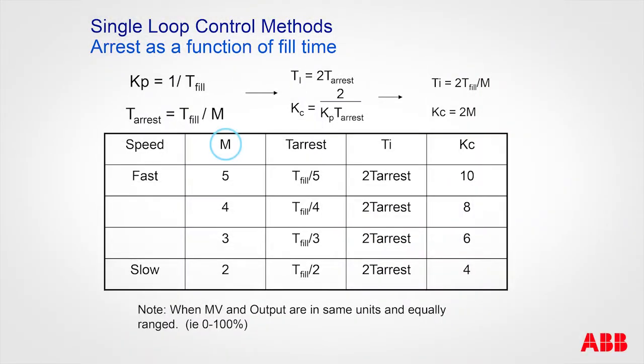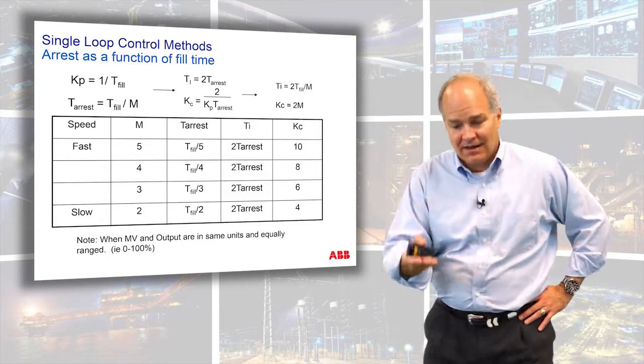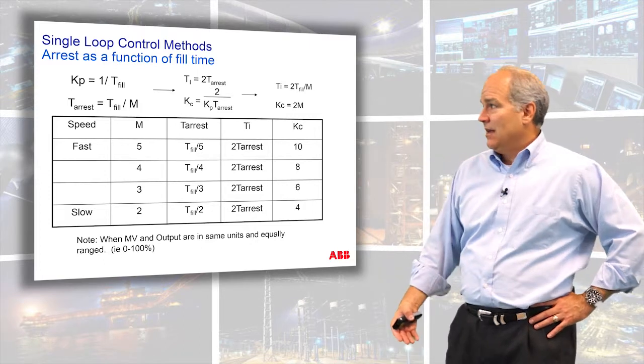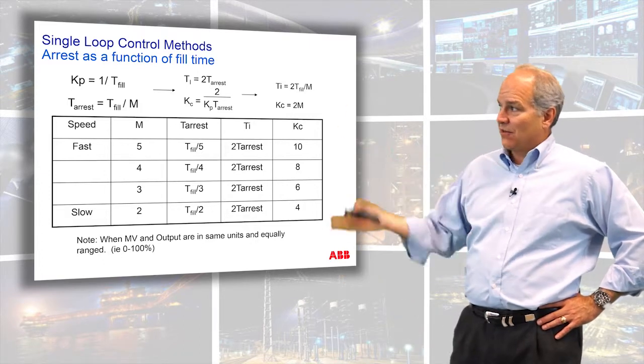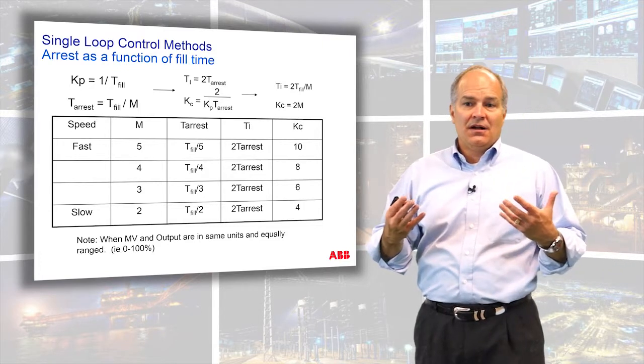And so a fast response is roughly 5 times the fill time. So you can specify your arrest rate as your fill time divided by 5. If I have a fill time of 10 minutes, then my arrest rate would be 2 minutes, and off you go. And if you want a slow response, roughly 2 times, with a fill time of 10 minutes, I'm going to let it go to 5 minutes before I turn it around. That would be considered very slow. So it's a way to do this fast and slow referencing and defining of your tuning parameters.